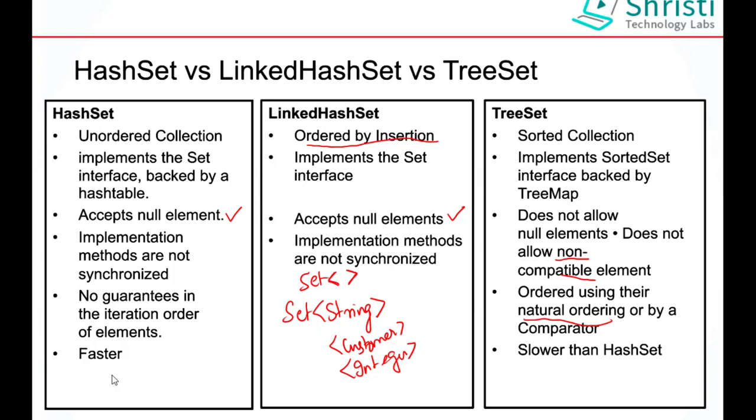Okay, next. Hash set is faster because it is an unordered collection. The elements will be added based on the hash code value, so it will be added very fast. In case of tree set, it will be very slow. The reason being, every time it has to compare with the next element, first it has to be sorted out and then only the elements will be added to the tree set. So it is slower.